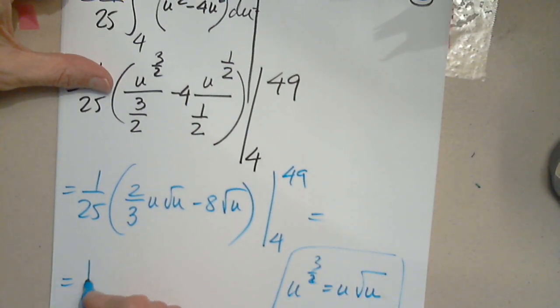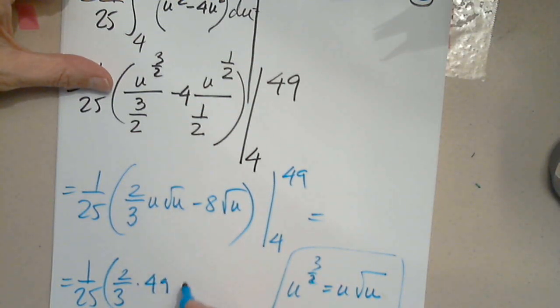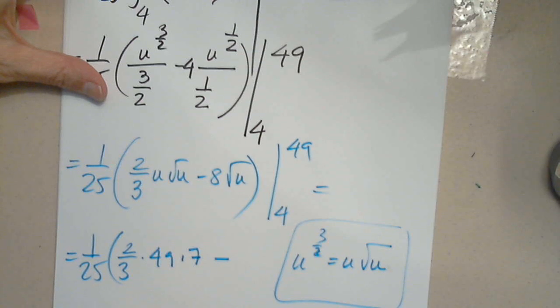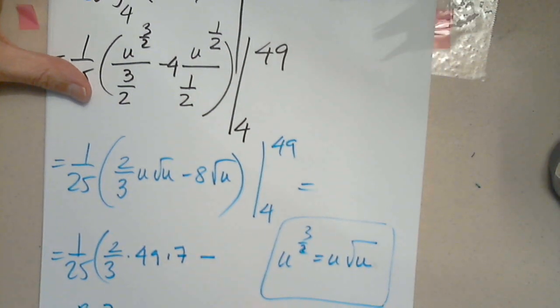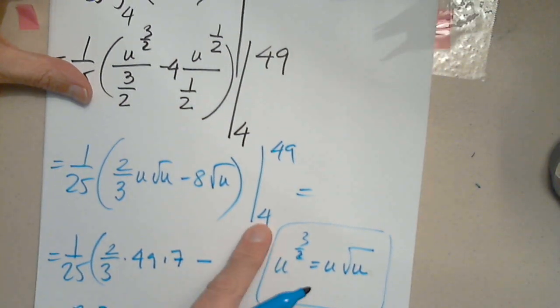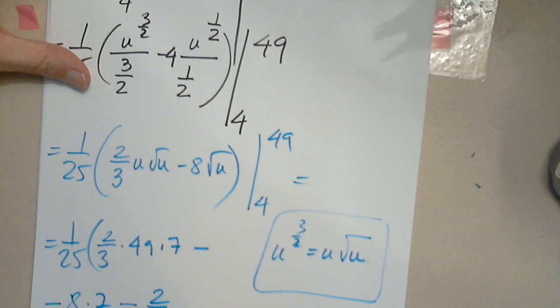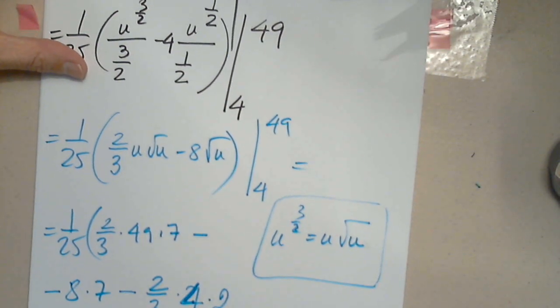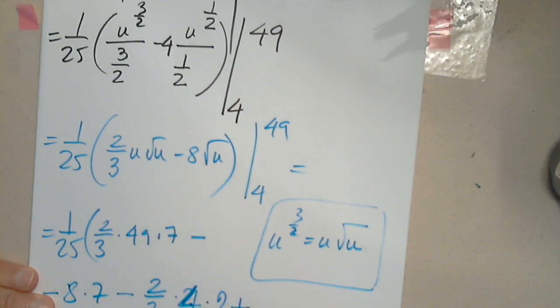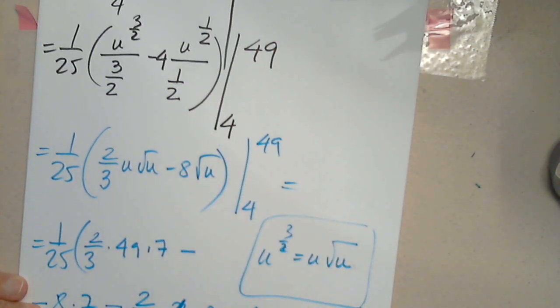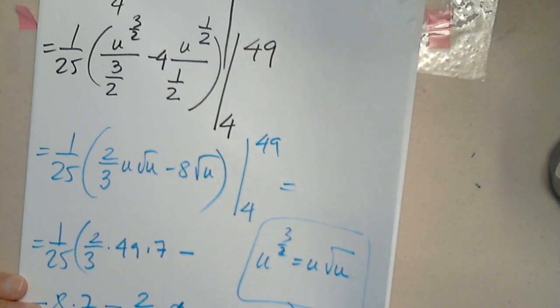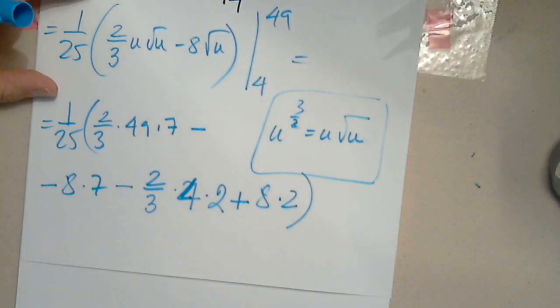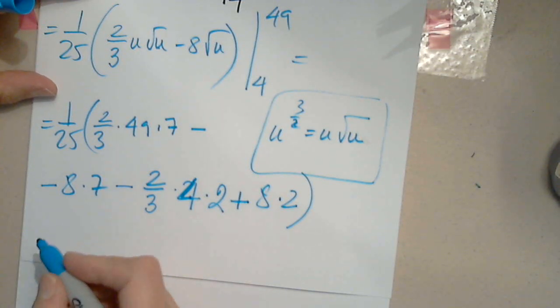I plug in 49. 2/3 times 49, but times 7, minus 8 times 7. Careful now, minus, when I plug in 4, 2 over 3 times 4 times 2. Let me write it as 4 times 2. Minus minus, I'll have plus 8 times the square root of 4, which is 2. Again, very long calculations. Every time we have those square roots, we get long calculations.